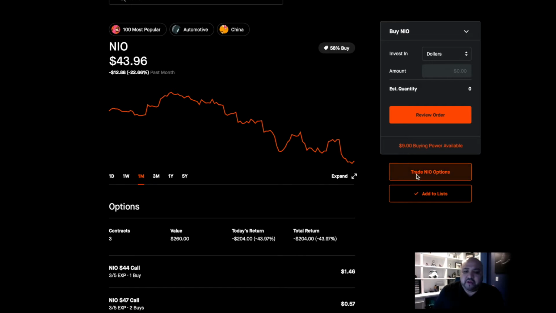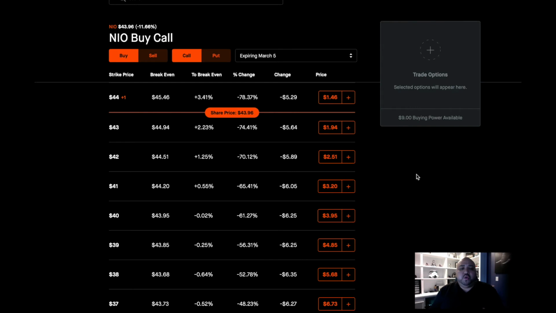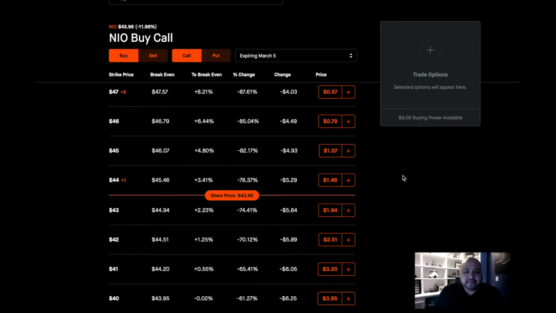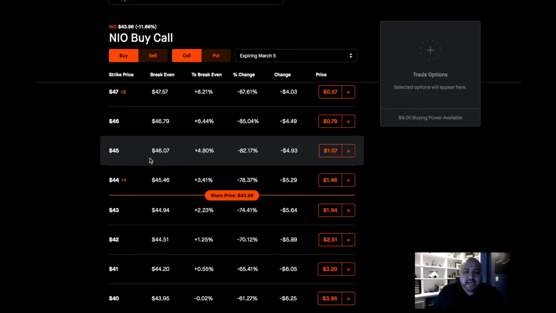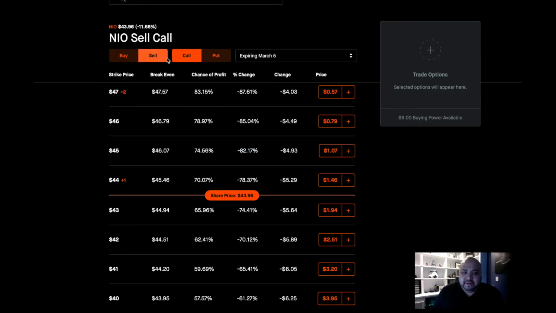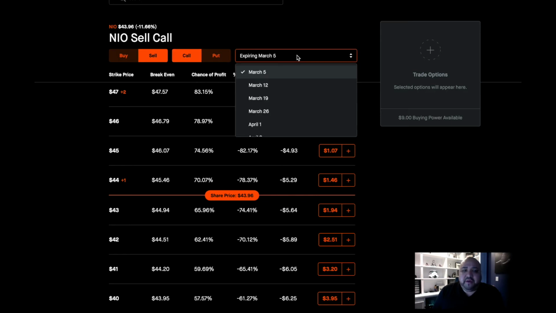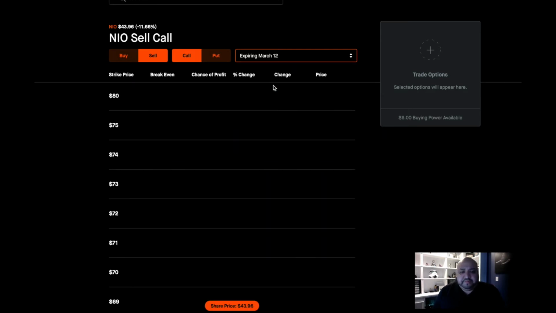Now you're going to hit trade options. What I'm going to teach you today is called a debit spread. This is how you're able to buy contracts at a low cost. For example, I have this contract already. Let's say we want to buy one and predict it's going to go up. We're going to go with the 46 and the 45. This is what you do: click sell, call, and then on expiration date, make sure you select March 5th, which is a Friday, or March 12th, either one.